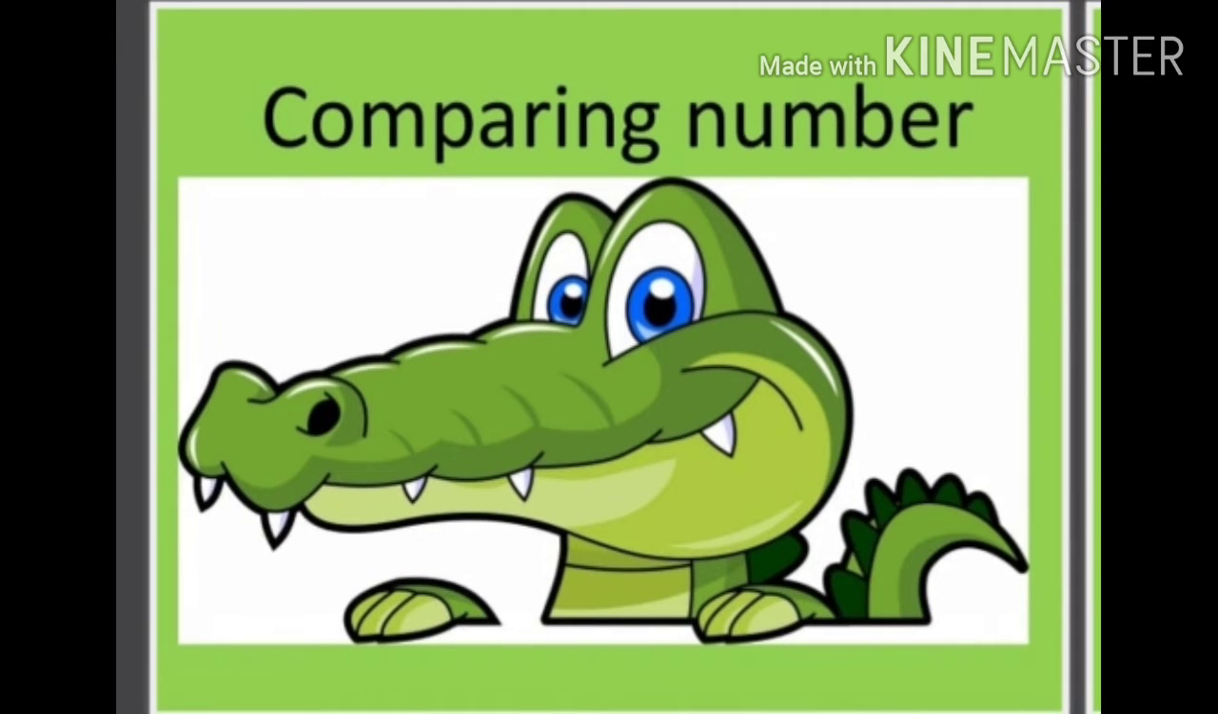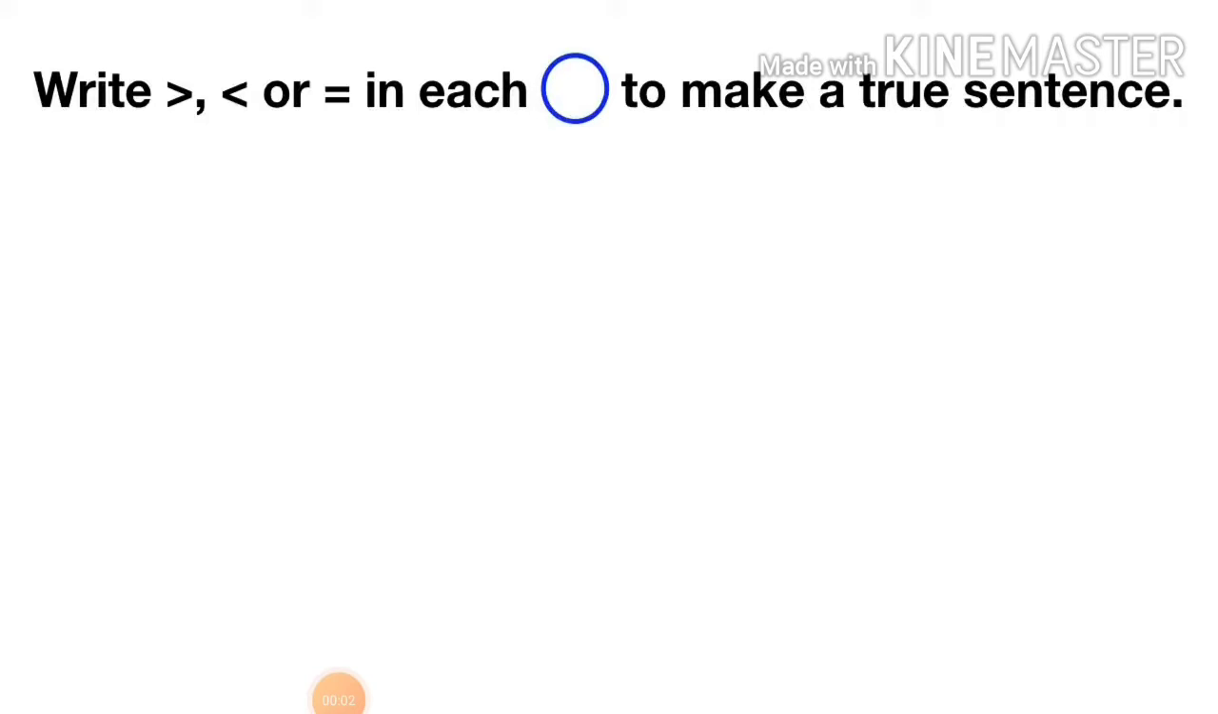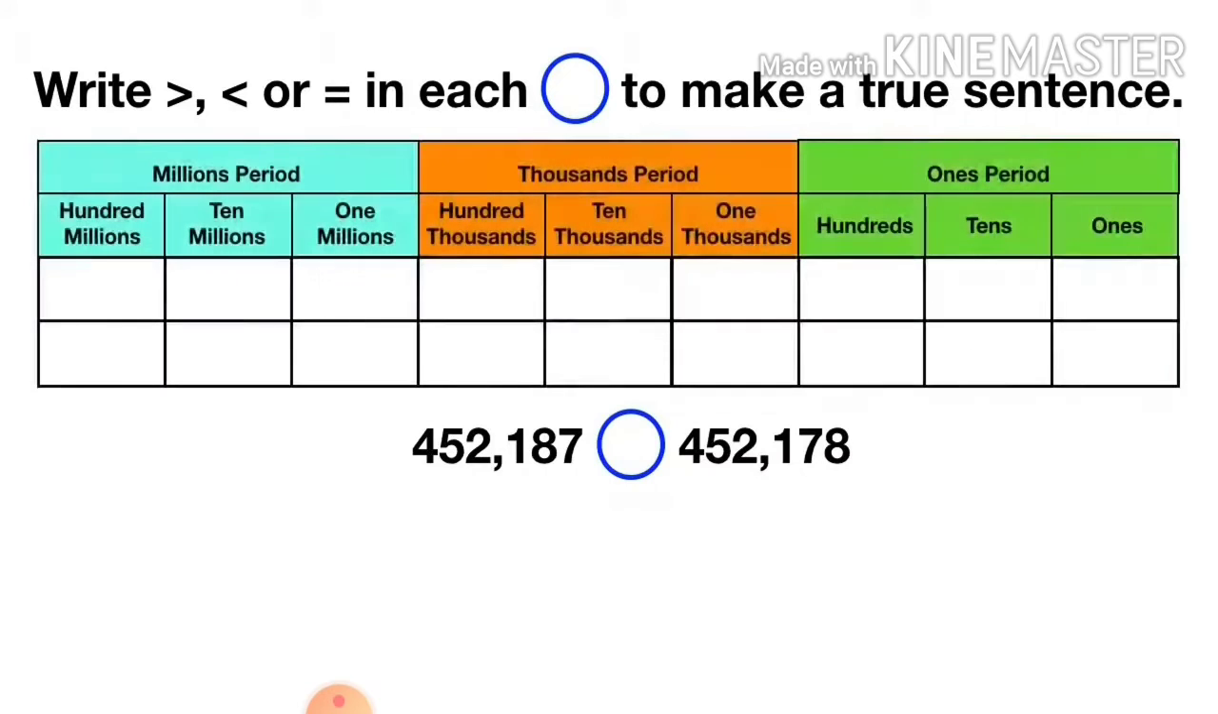Hi kids, in this video, I'm gonna show you how to compare large numbers. How to compare two whole numbers. Let's say you're asked to write greater than, less than, or equal to in each circle to make a true sentence. You have the number 452,187, and you're comparing it to the number 452,178. Well, it helps to start with a place value chart.